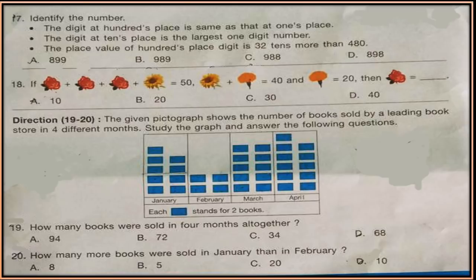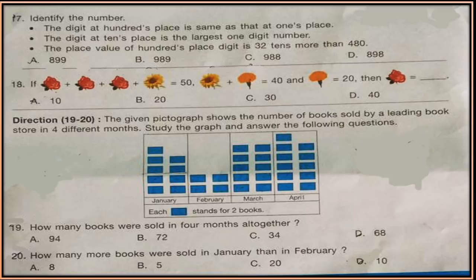Now question number 18th. If 3 rose plus sunflower equals 50, sunflower plus marigold equals 40, and marigold equals 20, then find the value of rose. So marigold value is given. You can substitute the value in equation second. You will get the value of sunflower, and substitute the value of sunflower in equation 1. You will get the value of rose.